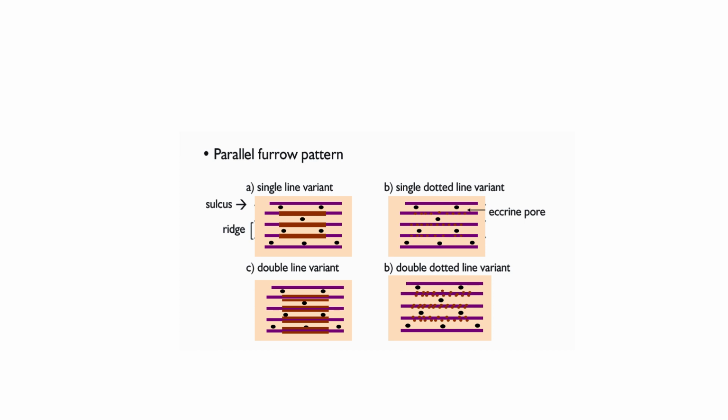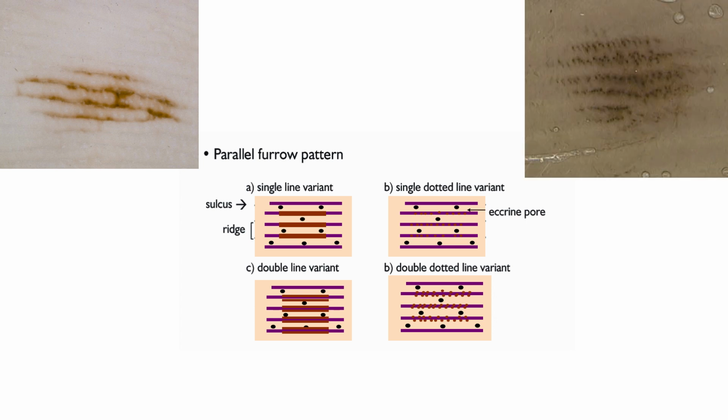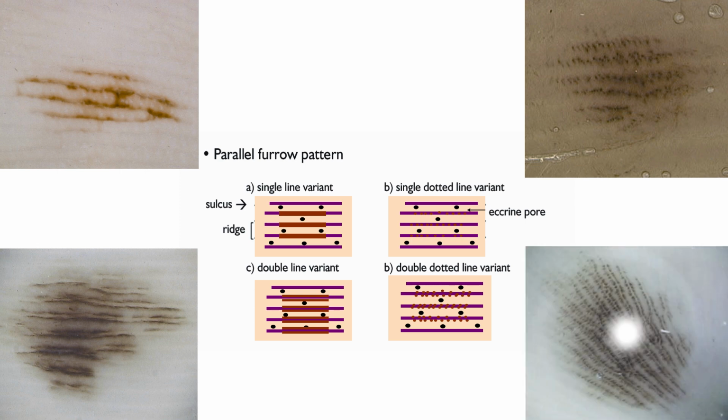There are some variants of the parallel furrow pattern. We just saw the single line variant. In addition, there's the single dotted line variant, the double line variant, where you have two parallel lines that outline the furrow, and the double dotted line variant.